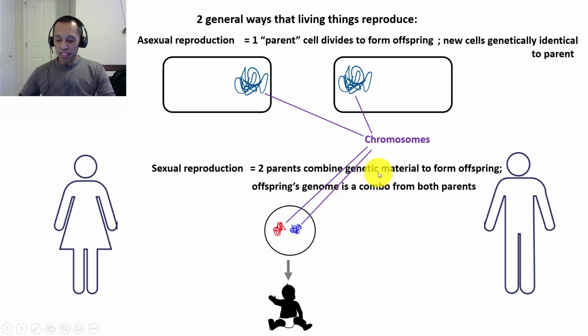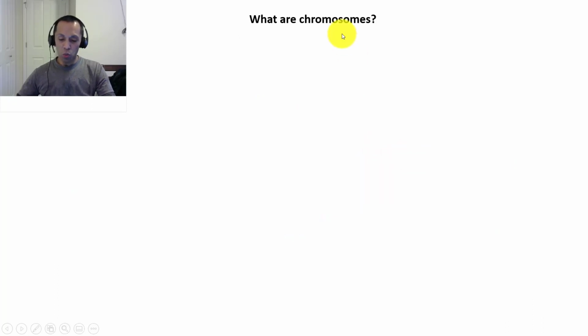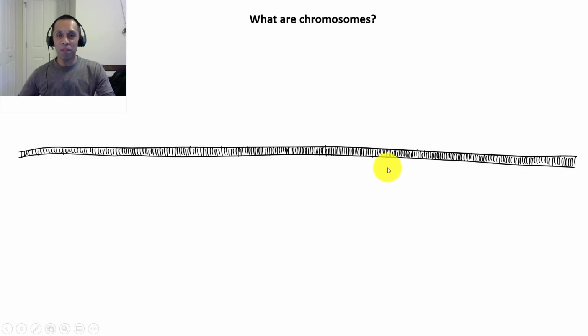And so what we're going to do next is say a little bit more about exactly what these things called chromosomes are. So what are chromosomes? Well, let's relate this back to something we talked about before. Before we talked about a molecule called DNA. It's made up of a bunch of nucleotides attached to one another. And remember that DNA is made up of two nucleic acid chains that are connected to one another to form kind of a ladder structure like you see here.